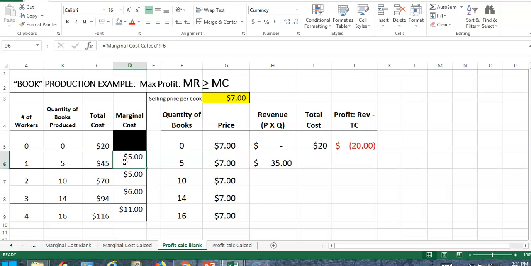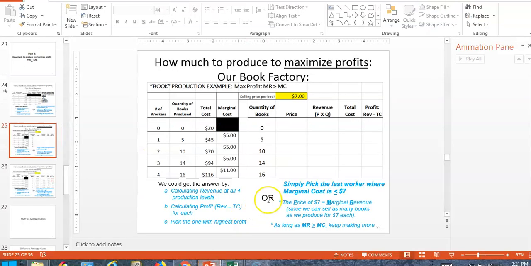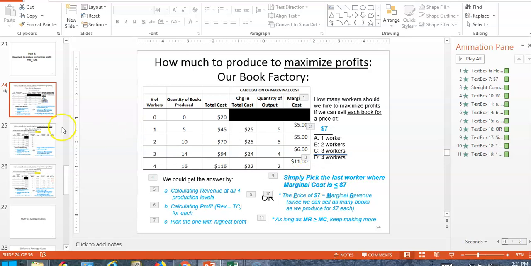So the simple answer from the slide says, yeah, keep producing.